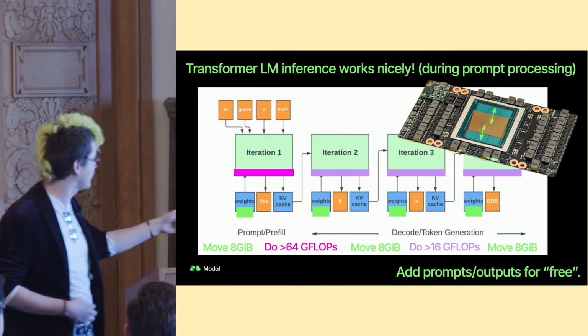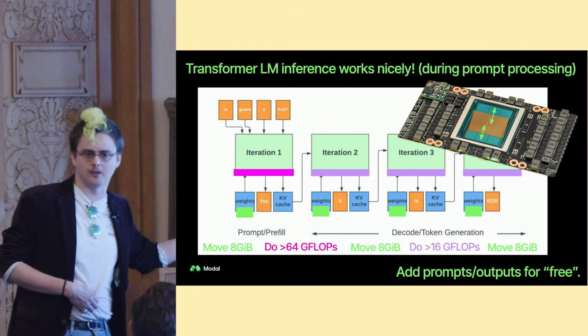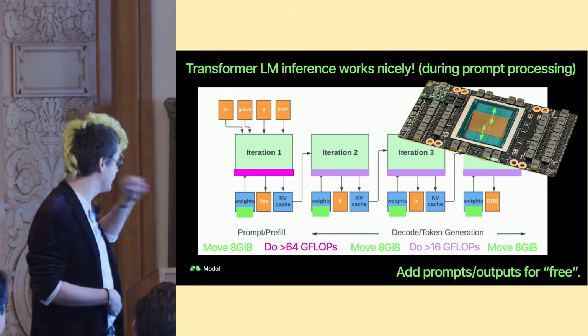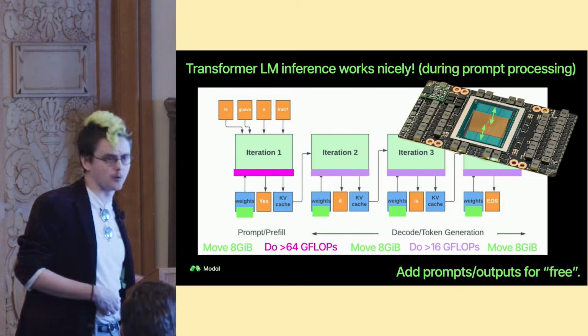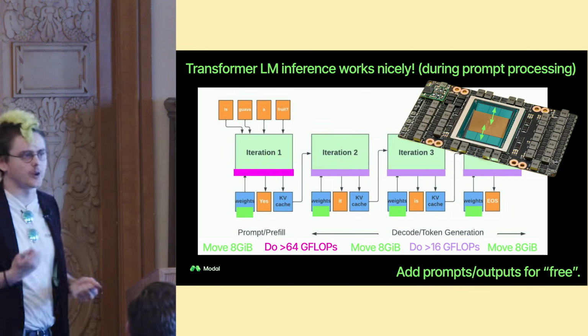The ratio is still not great here. This is an 8 billion parameter language model in FP8. These are rough numbers: 8 gigabytes go in, you do 64 billion floating point operations. So a ratio of 8 to 1.